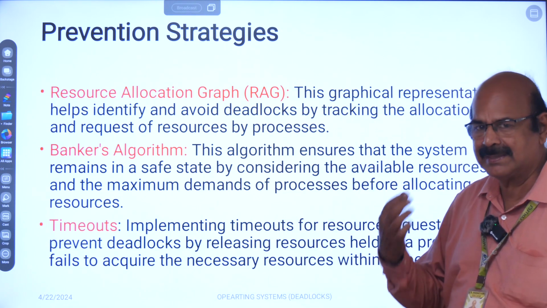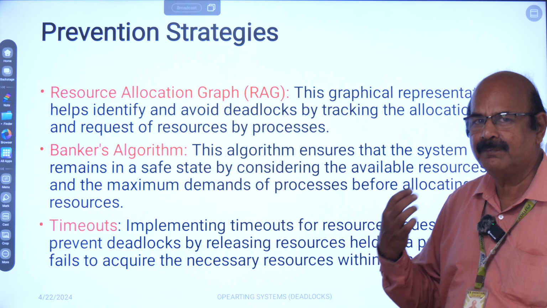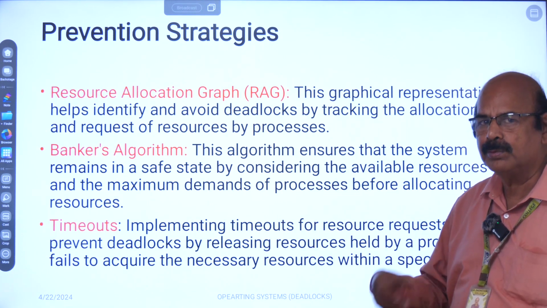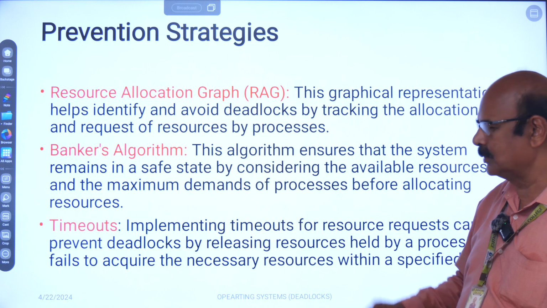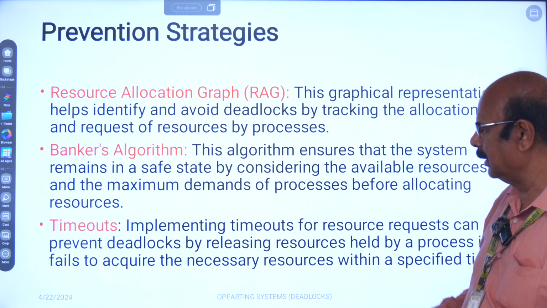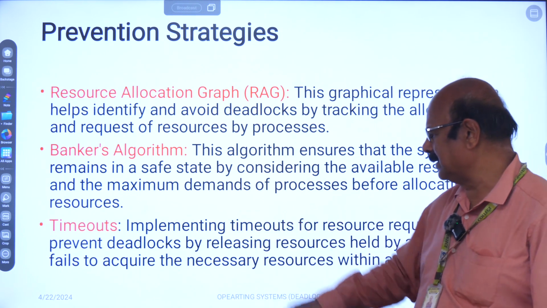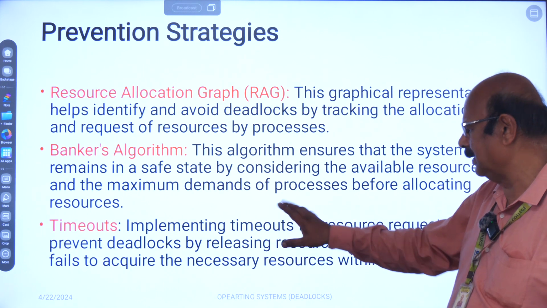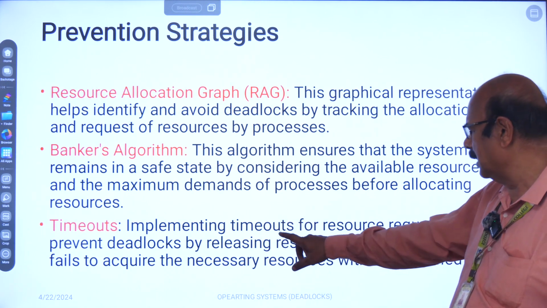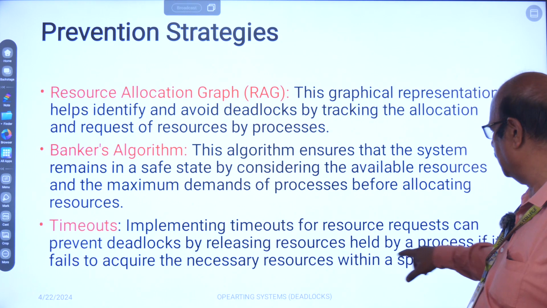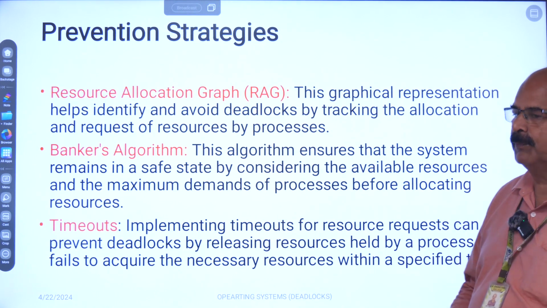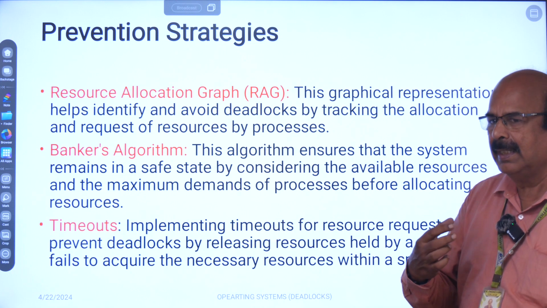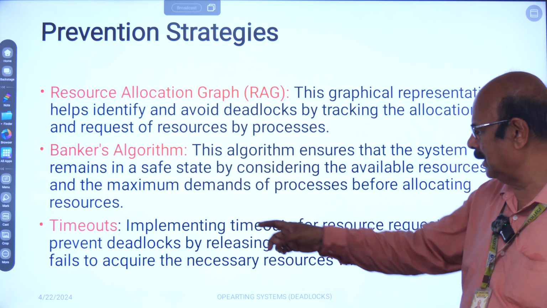So what is the maximum allocation of resources there? Accordingly, the banker's algorithm will distribute the resources to whatever process requires them. Next one is timeouts. Implementing timeouts for resource requests can prevent deadlocks. That is also one of the reasons for releasing the resources held by a process. Whenever a process uses a resource, it should be released on time. So that is the timeout.